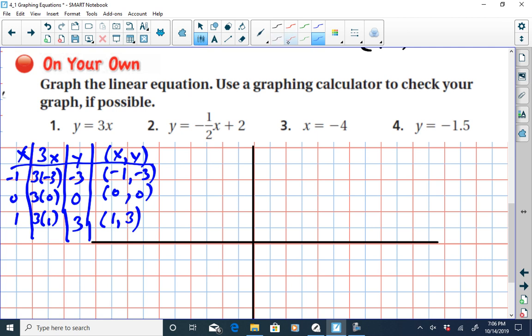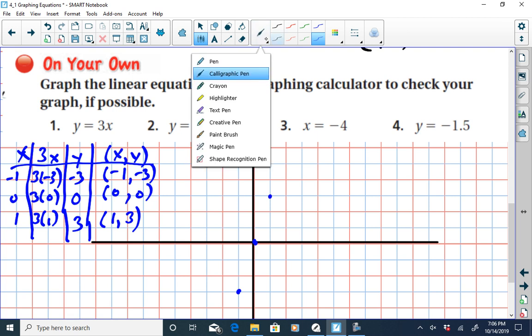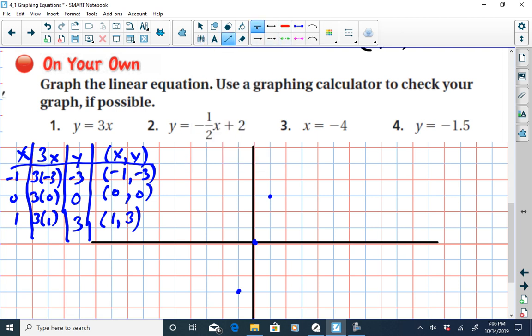All right, let's go ahead and graph that. So we have (-1, -3). I'll do that in blue. I might as well keep it matching. (-1, -3) is going to be this point here. Then we have (0, 0). Then we have (1, 3). That's going to be this point here. All right, we get a collection of points in a straight path.